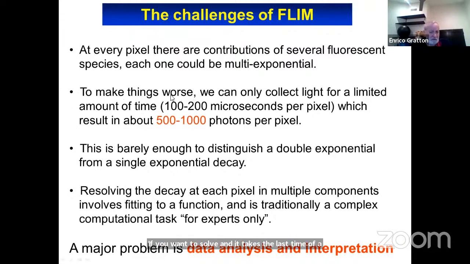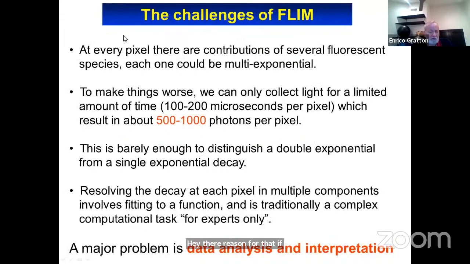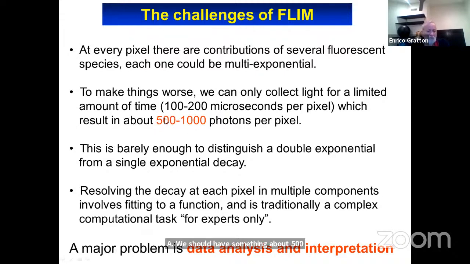To make things work, and this is the warning, you can only collect light for a limited amount of time, let us say 100 to 200 microseconds per pixel. The reason for that is that if you want to measure 1 million pixels, you cannot spend much longer per pixel. So this is really the maximum amount per pixel that you can have, which results in about 500 to 1,000 photons per pixel.